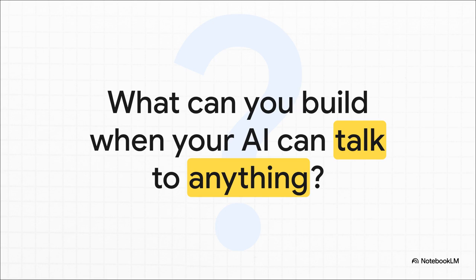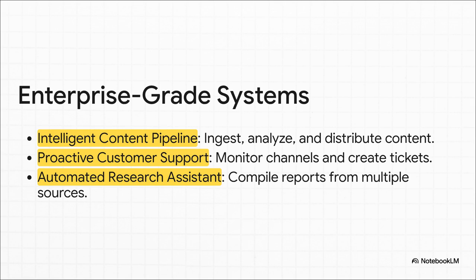Now let's get to the really exciting part, the what. What does this actually unlock? What kind of insane things can you build now that were basically impossible before? I mean, we're talking about building legitimate enterprise-grade AI systems, but visually. Think about it. An intelligent content pipeline that automatically pulls articles from all over the web, has an AI read, analyze, and summarize them, and then pushes those summaries out to your blog, your Slack, your social media.